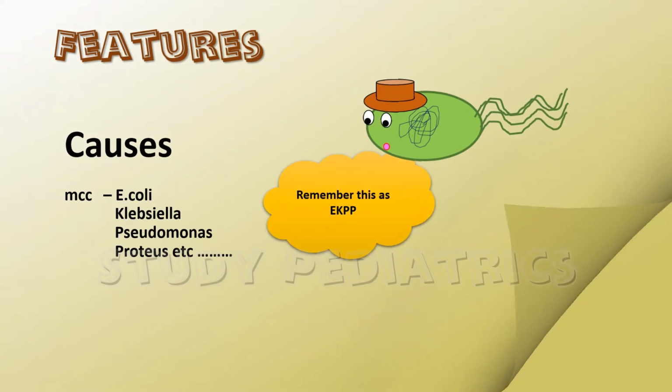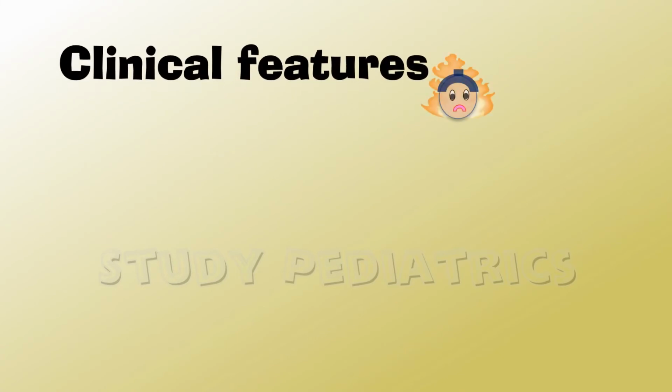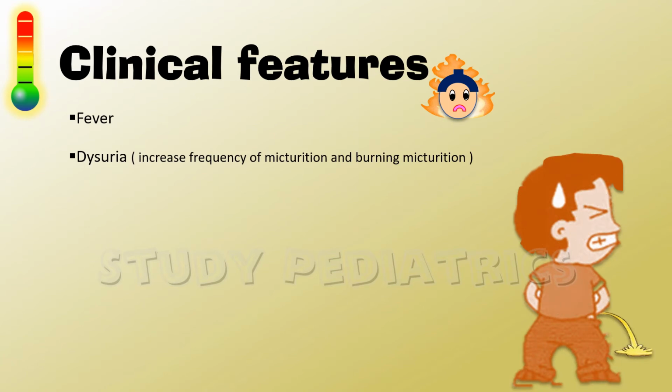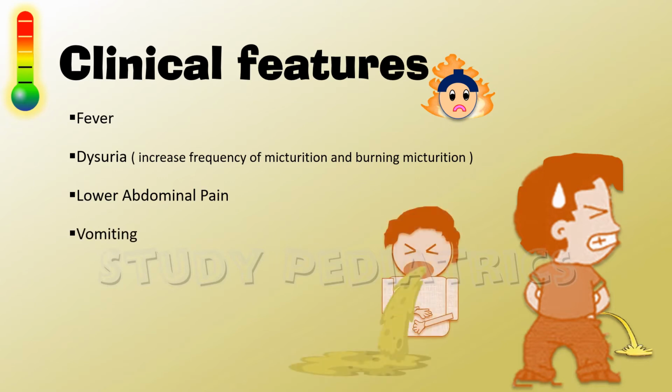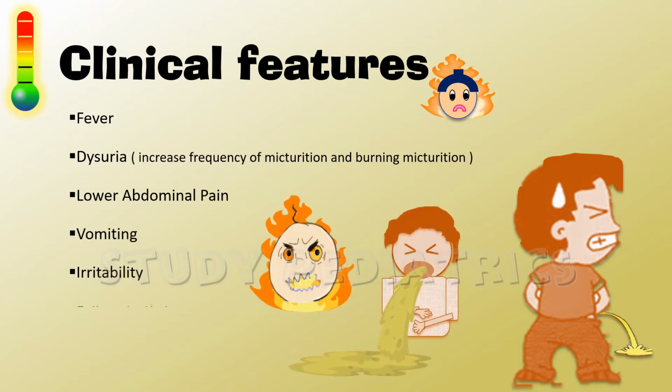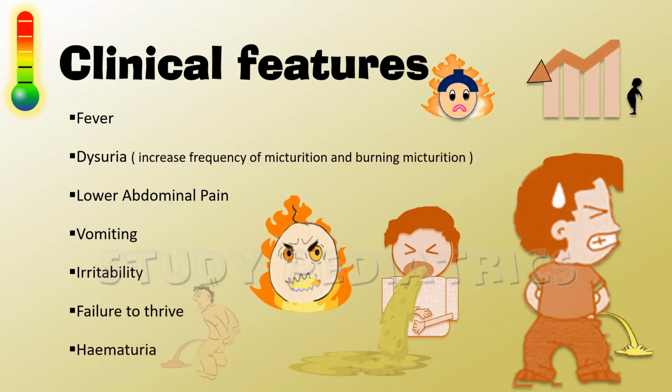Now coming to the clinical features. The clinical features include fever, dysuria, which is basically increase in frequency of micturition and burning micturition, lower abdominal pain, vomiting, irritability, failure to thrive, and hematuria.